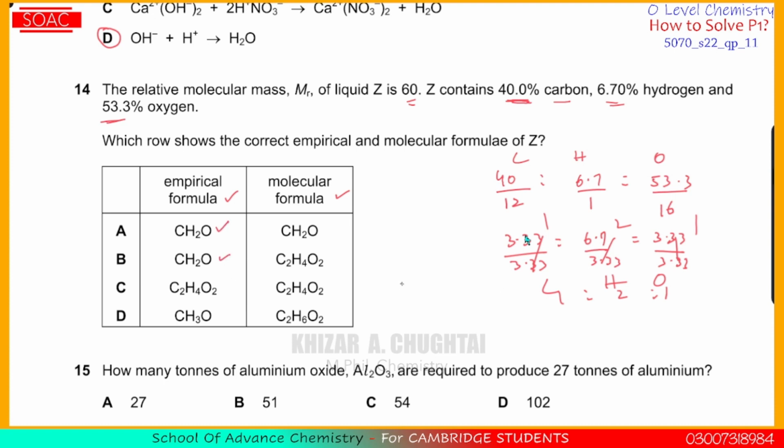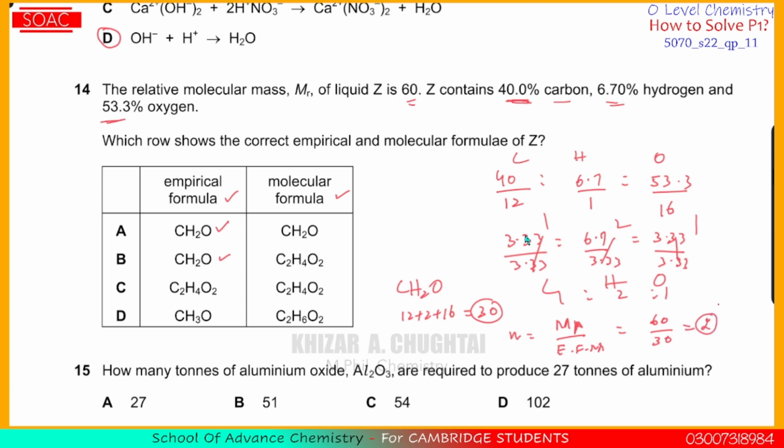Now what is the empirical formula mass? CH2O: 12 plus 2 hydrogen plus 16. Overall the mass is equal to 30. So I'm going to find the value of N. N is equal to MR divided by empirical formula mass. So the MR is equal to 60, and 60 divided by 30 is equal to 2.